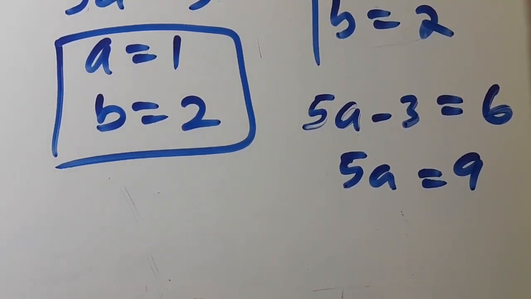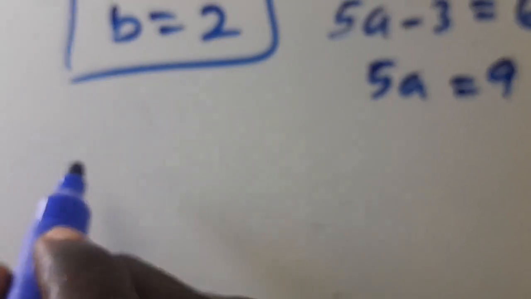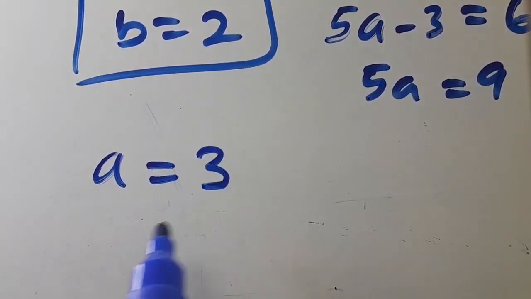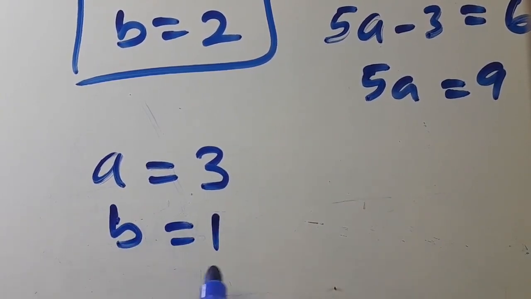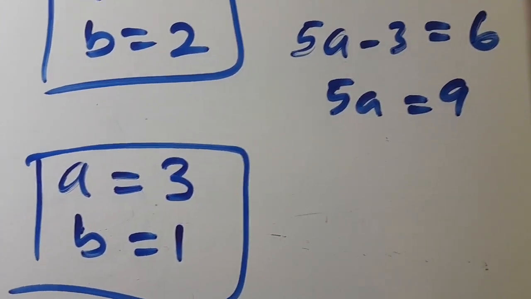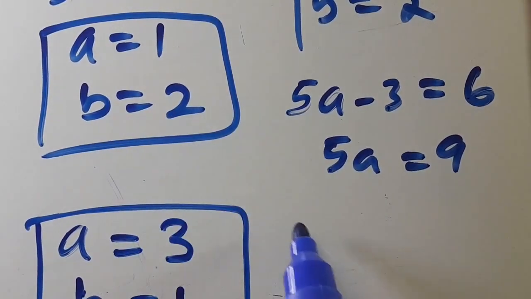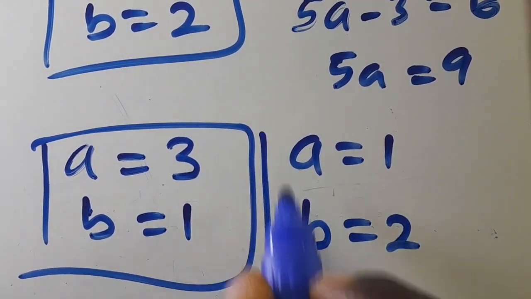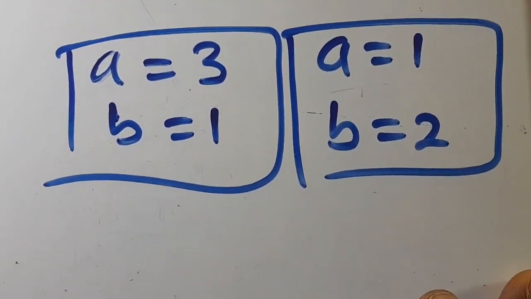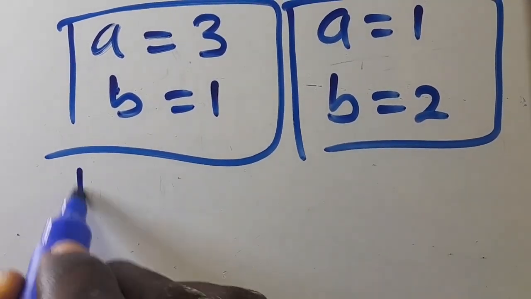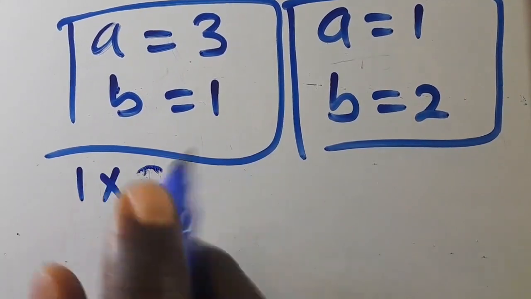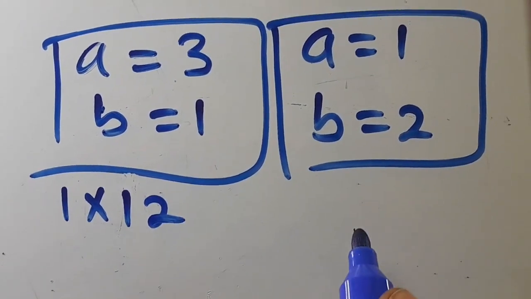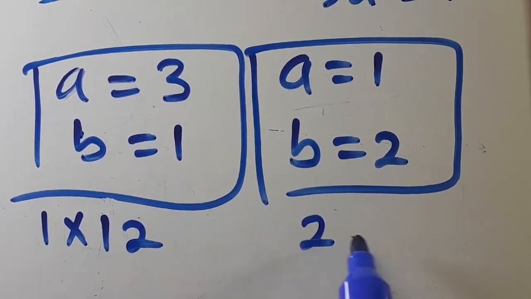So therefore, guys, we only have two solutions for the value of a and b. The first one is a equals 3 and b equals 1. Likewise, we also have the second one, a equals 1 and b equals 2. The first one is where you say we have 1 times 12, and this one is when you say you have 2 times 6.